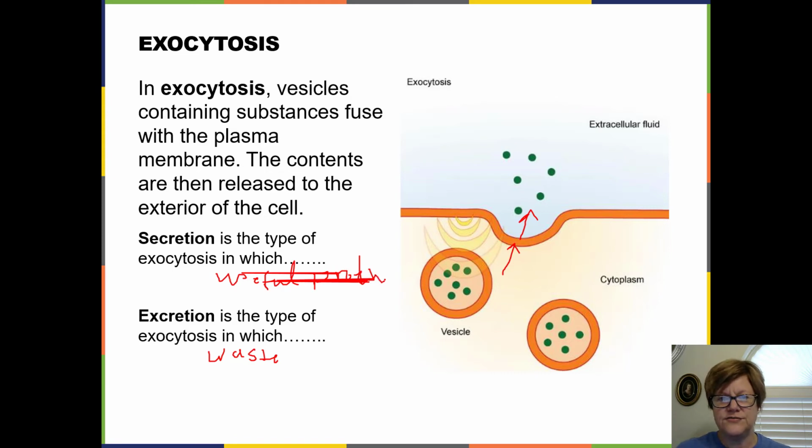All right, so endocytosis of any type, and exocytosis, these are called bulk transport. Larger amounts all at once are being transported across the membrane, either by formation of a vesicle or fusion of a vesicle to the plasma membrane for release.